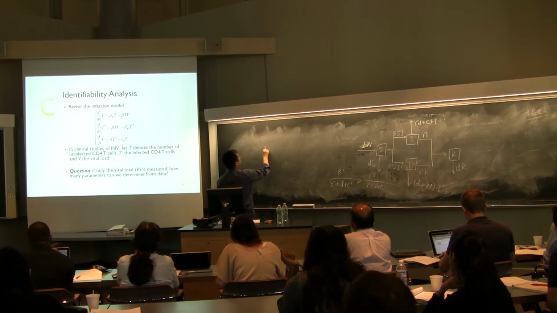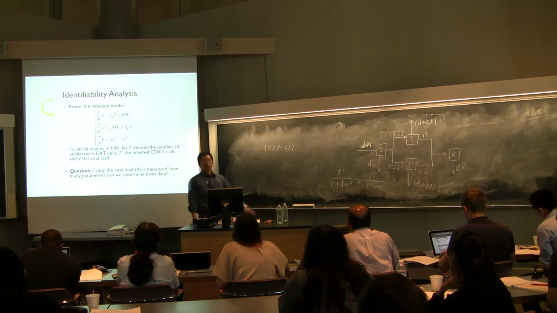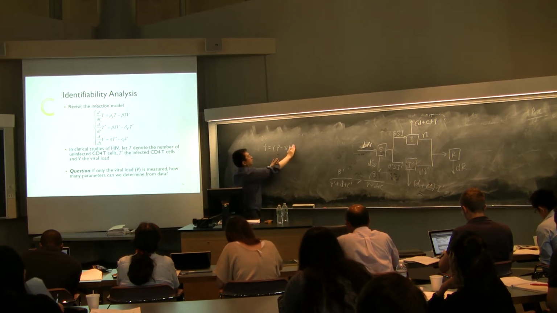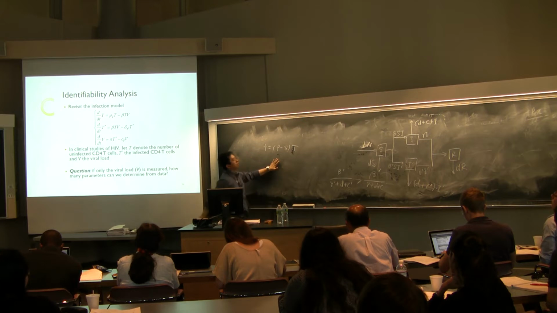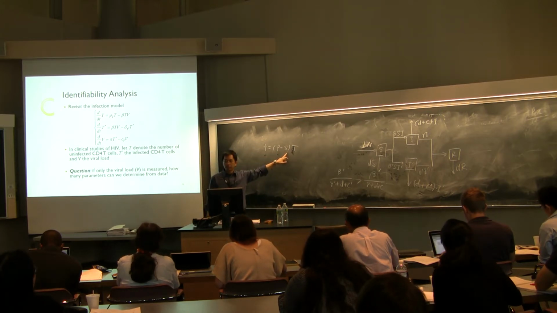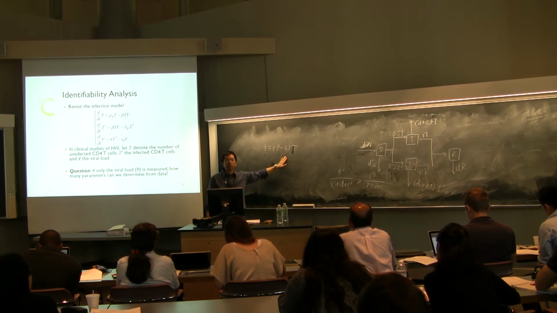That's P, right? In this model, we measure the T. However, these two parameters, they always stay together. So we cannot distinguish them, right? That's one reason for identifiability issue.